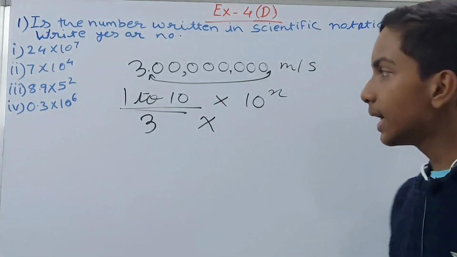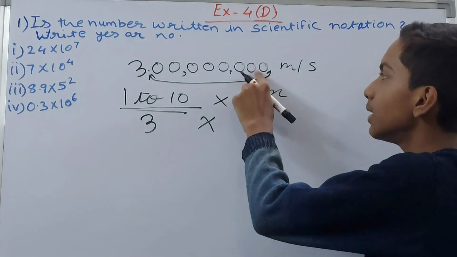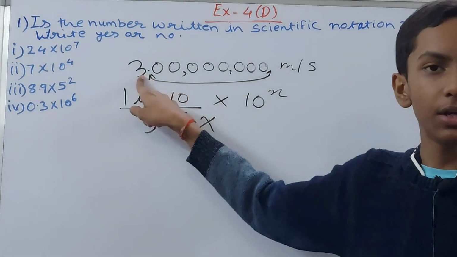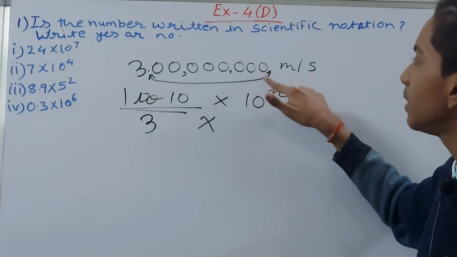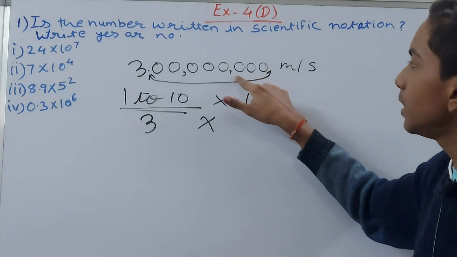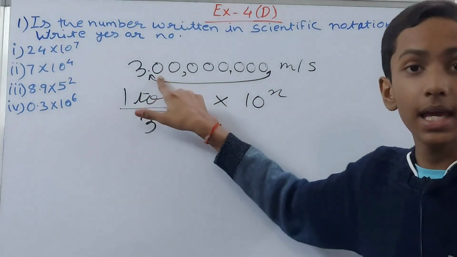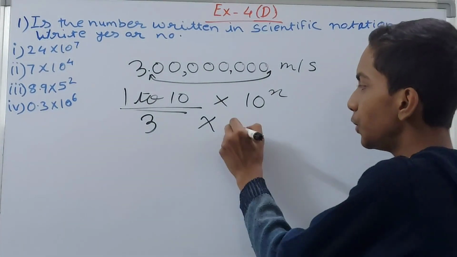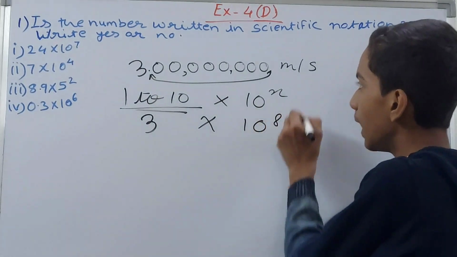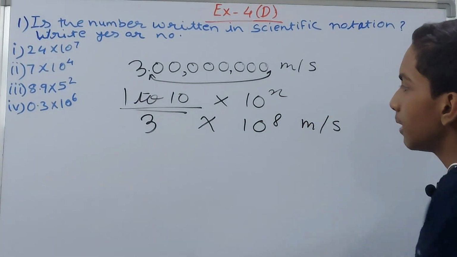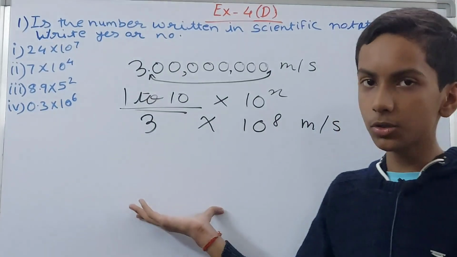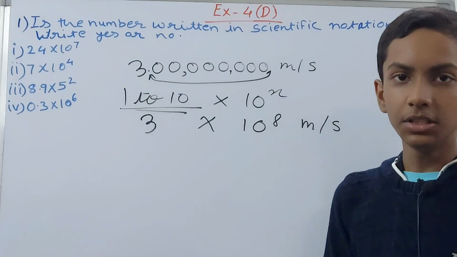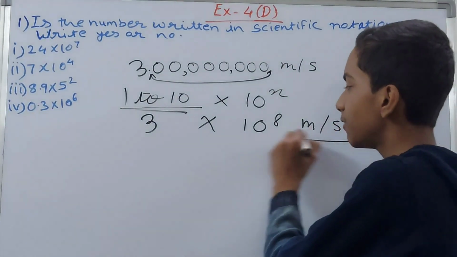And how will we write that? For the power of 10, we count the number of places we have moved from the start to get to 3. So how many decimal places have we moved? 1, 2, 3, 4, 5, 6, 7 and 8. So we have moved a total of 8 places. So 3 into 10 to the power 8, and then put the unit meters per second. You must have seen in most places it's written that the speed of light is 3 into 10 to the power 8 meters per second. This is because it is written in scientific notation.